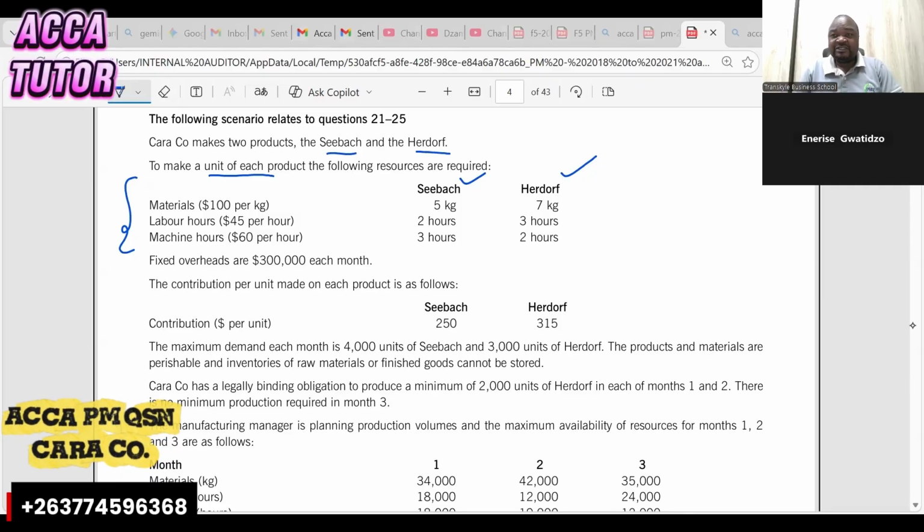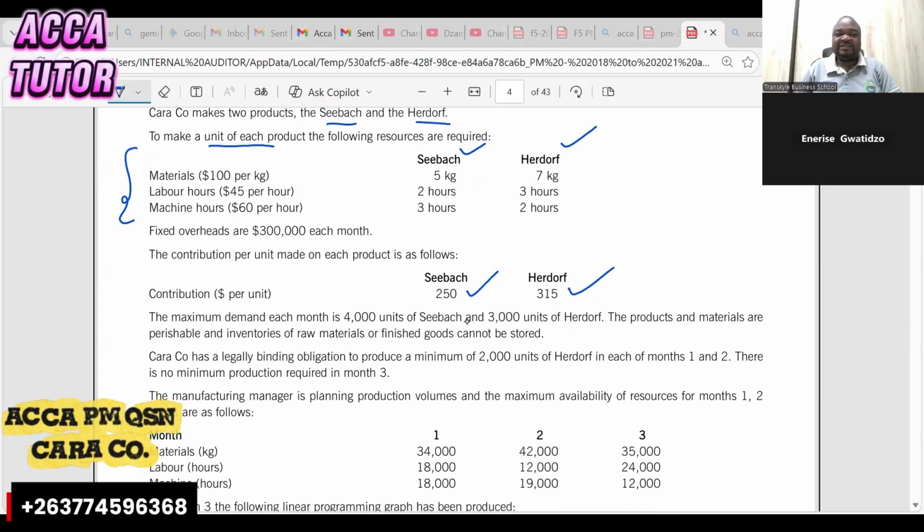Remember, fixed overheads would require us to meet them, regardless of the fact that we did not produce anything. You see, that's the danger and cruelty of fixed overheads. You meet them even if you do not do any production. Now, the contribution per unit made on each product is as follows. So the seabirch gives us a contribution of $250 per unit and the head of $315.